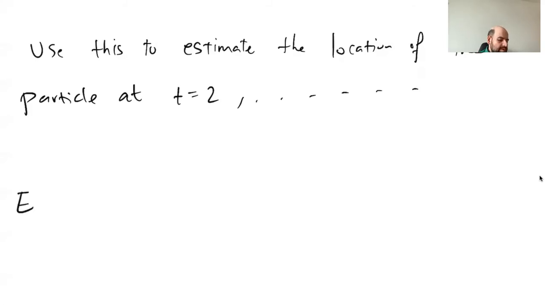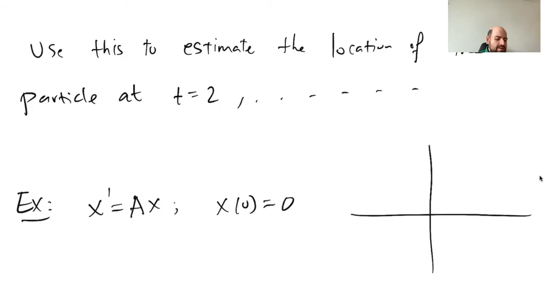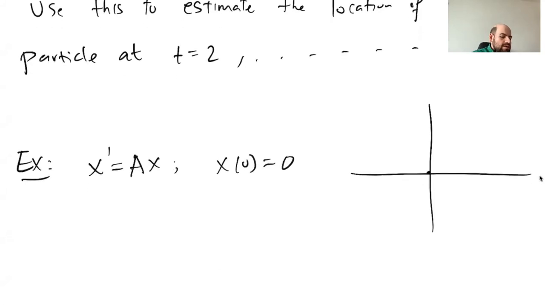So just to get an example, let's say if you have x prime equals ax with, let's say, x of 0 equals 0. Let's say originally I have a particle located at the origin, 0 and 0. And then I want to know what happens to this particle as t goes to infinity. So this is the original location of the particle. So initially, our particle is here.